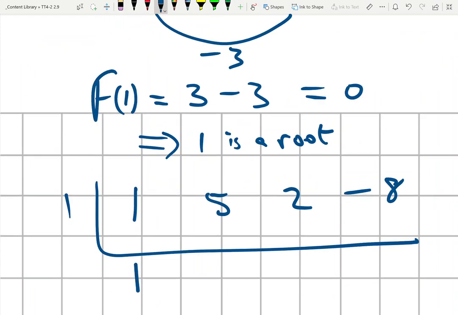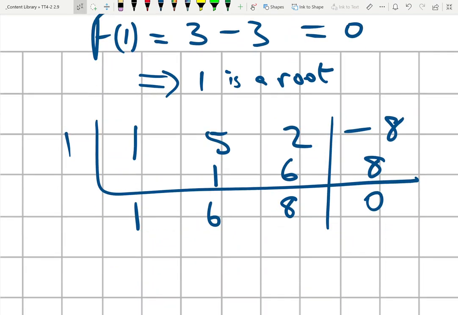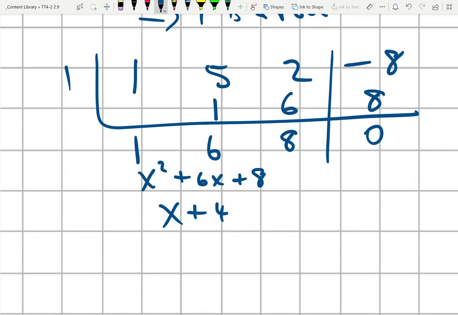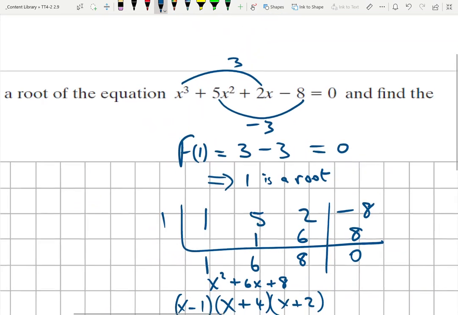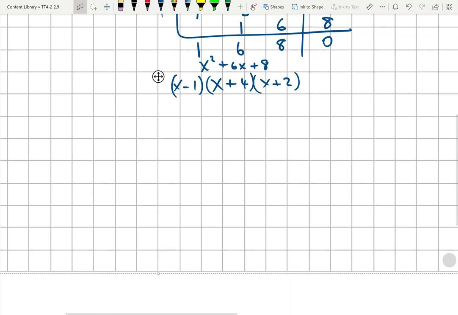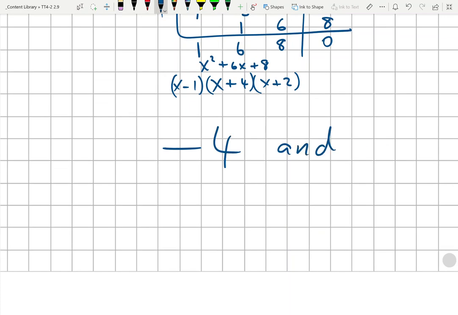Bring down the lead. Multiply. Add. Multiply. Add. Multiply. Remainder. x squared plus 6x plus 8 is the quotient. Two numbers add to 6, multiply to 8, 4 and 2. Check what they asked us. The other two roots. Okay, so the other two roots are negative 4 and negative 2.